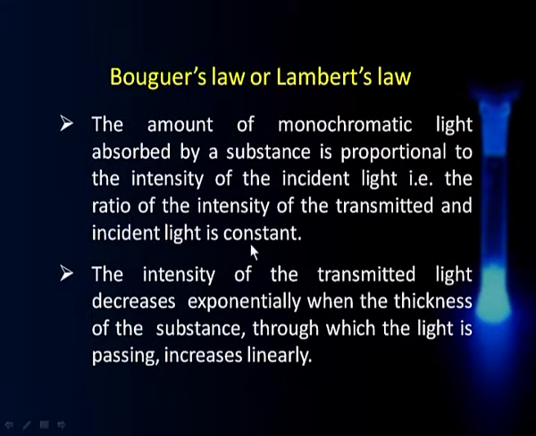Another way of putting it is that the intensity of the transmitted light decreases exponentially when the thickness of the substance through which the light is passing increases linearly. What it means is the following. Suppose I have a medium like this, say of unit thickness. Radiation is coming, say of 100 units, and let me assume that this radiation gets decreased by 10% when passing through 1 unit. So if it is 100 here, it will be 90 coming out of this, because 10% has got absorbed. Now suppose I make it double the thickness, then what happens?